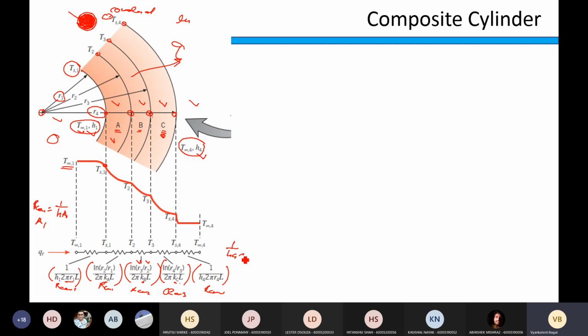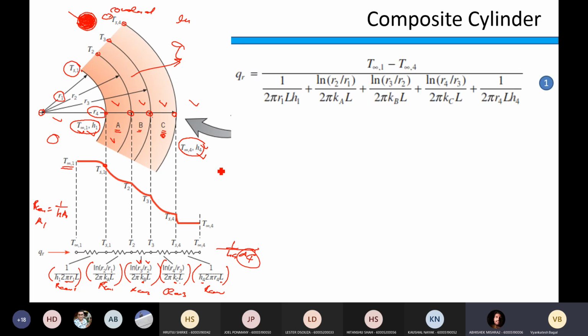What is convection 2? It is 1 upon H4A4, right? And A4 is nothing but the outer surface area. So it will be 2 pi R4 L, and H4 is the heat transfer coefficient on the outer side. Is it clear? Yes, sir. Okay, fine. Now just write down the expression for the rate of heat transfer QR.